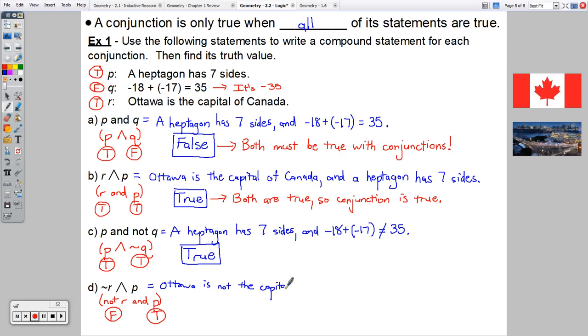And I've got a bunch of Canadians yelling at me right now, I'm sure, saying, yes, it is. Yes, it is. It in fact is. So this is a false statement. Ottawa is not the capital of Canada. It is the capital of Canada, eh? That's more what they're saying. I totally stereotyped Canadians. That's what I'm looking for.